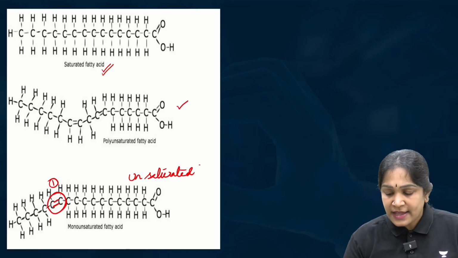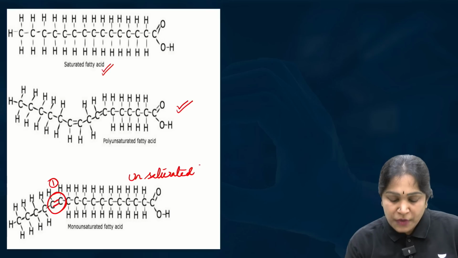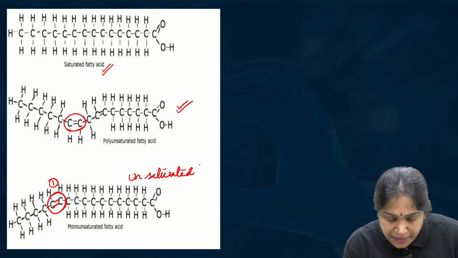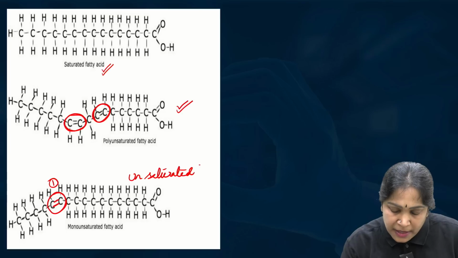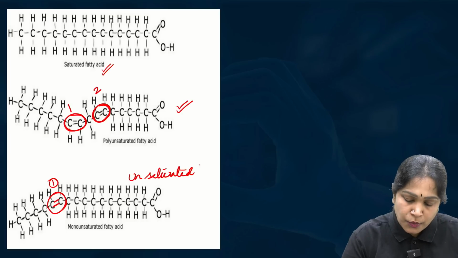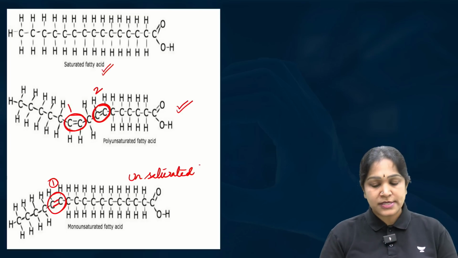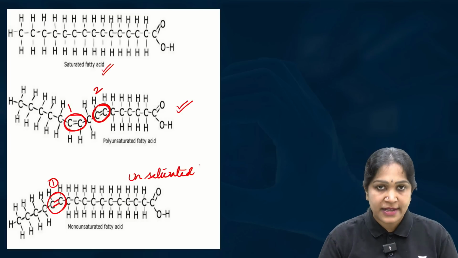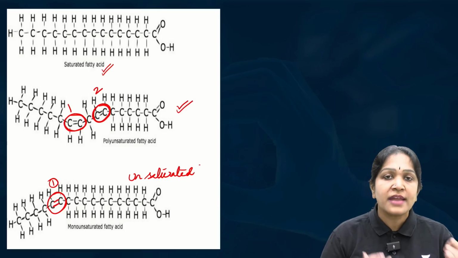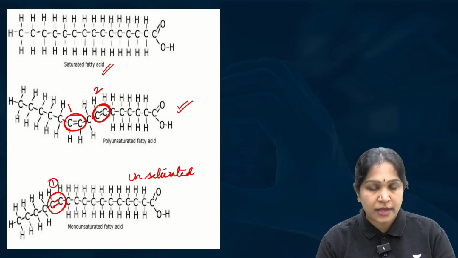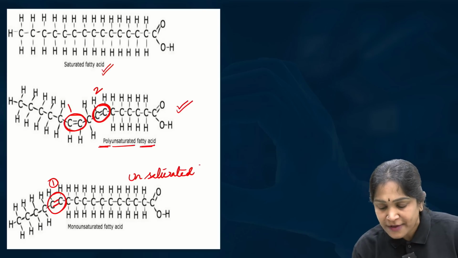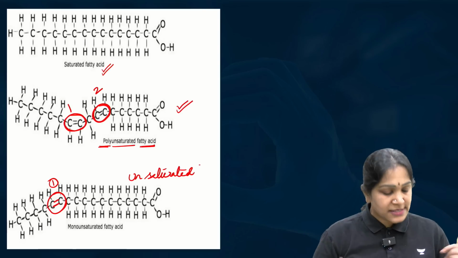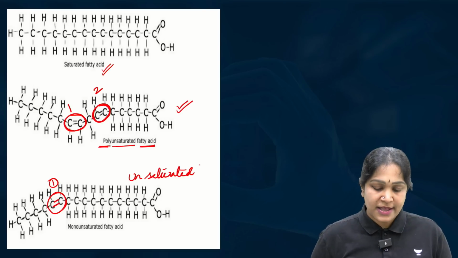But in this fatty acid, you can observe one carbon-carbon double bond, and another carbon-carbon double bond. There is one and two. Two multiple bonds in the carbon chain of this fatty acid. So more than one unsaturated bond. Poly means many, polyunsaturated fatty acid. So these are the three types of fatty acids.